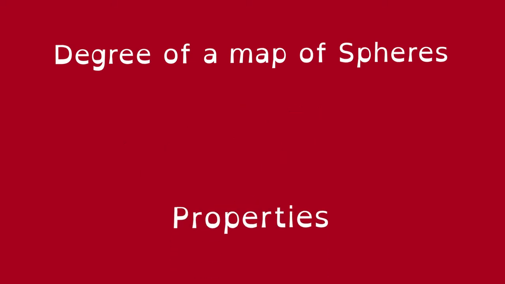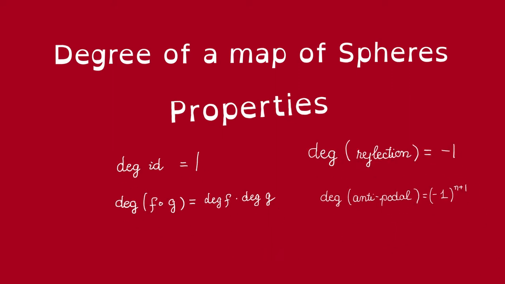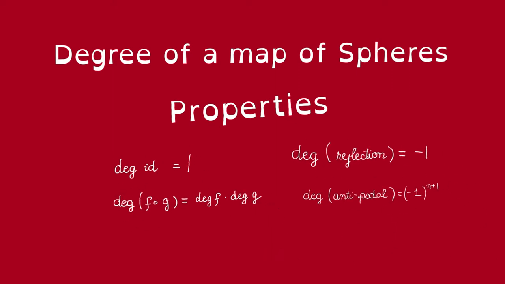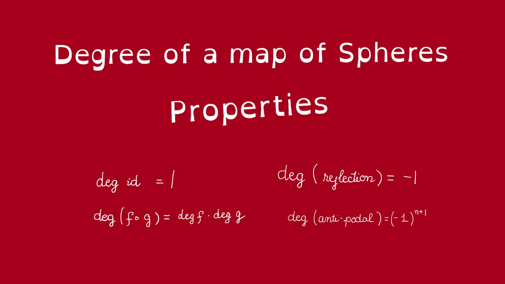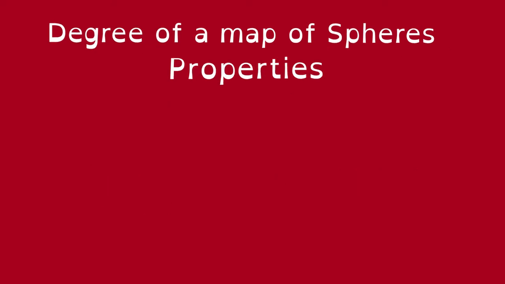In this video, we're gonna first prove some easy properties of degree, and then in the next video, we're gonna use this to prove very interesting stuff. Let's start with some super trivial property. Why is the degree of the identity equal to 1?